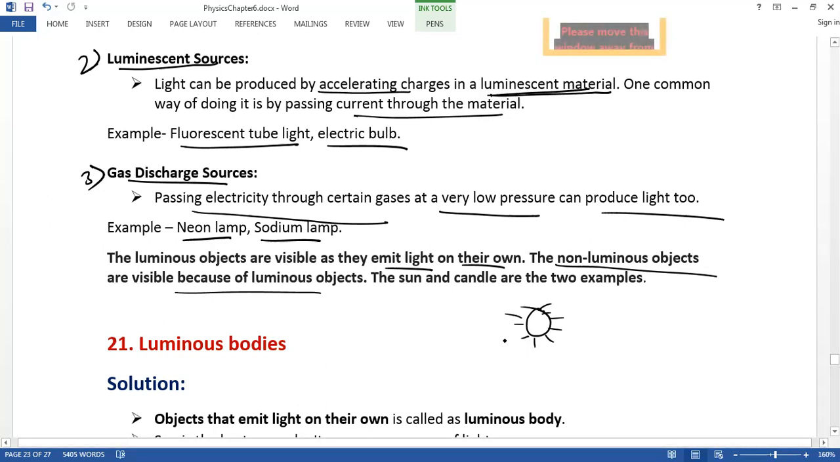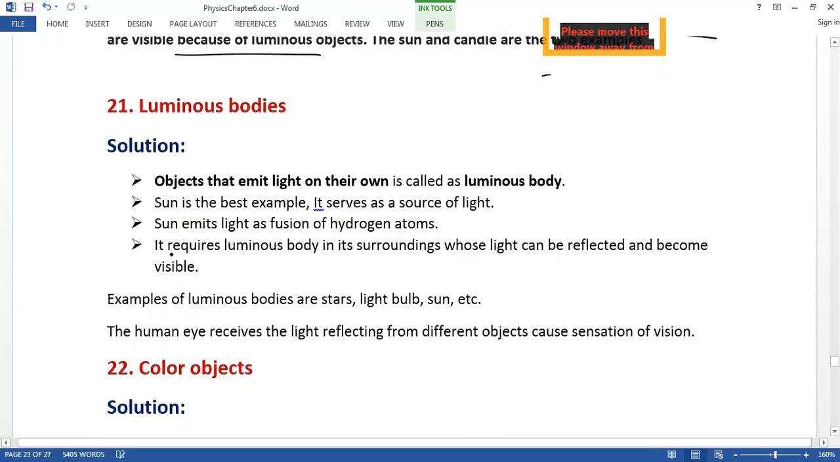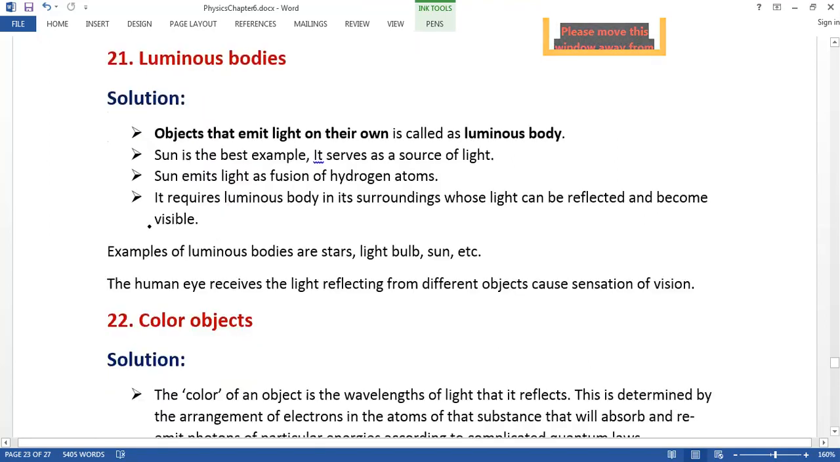For example, if you take a natural satellite, that is the moon, it does not have any light source of its own. So it simply reflects the light which falls on it. So these are some of the examples and applications of sources of light. Let us move on to the next one, that is luminous bodies.